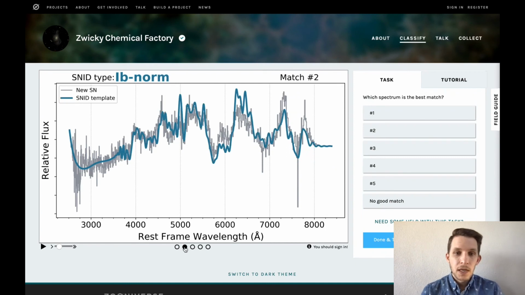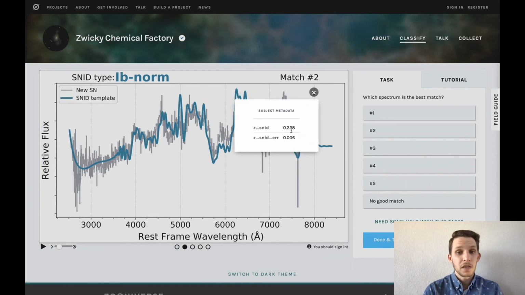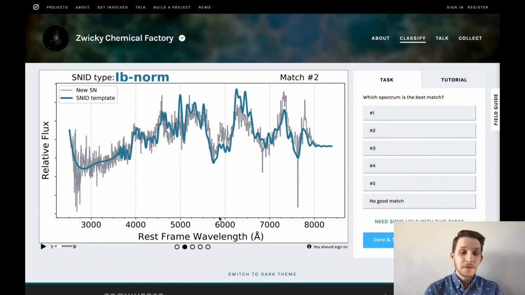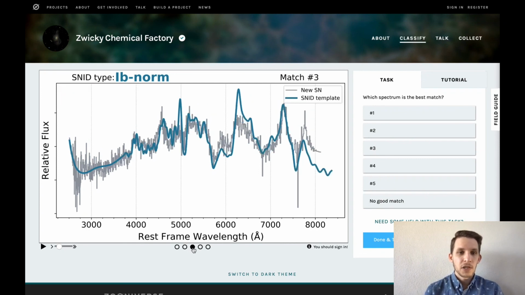Okay, so here's a type 1b normal supernova, and that one also has a lot of features that seem to line up decently well. So that may be tough to decide between those two. Let's check the match redshift. So the match redshift is pretty high, 0.22. ZTF can find supernovae at redshifts that high, but it is not common, I would say. It is not common to have redshifts that high. Here's a match to a type 1b norm at that high redshift.